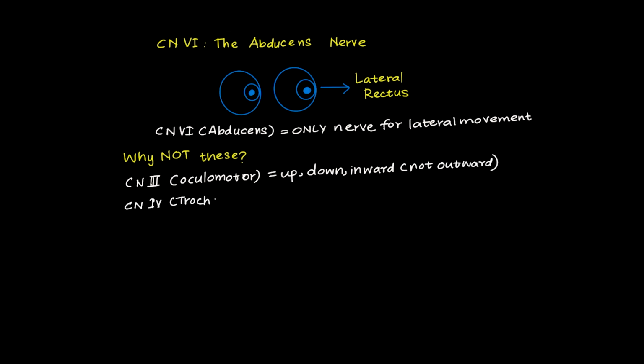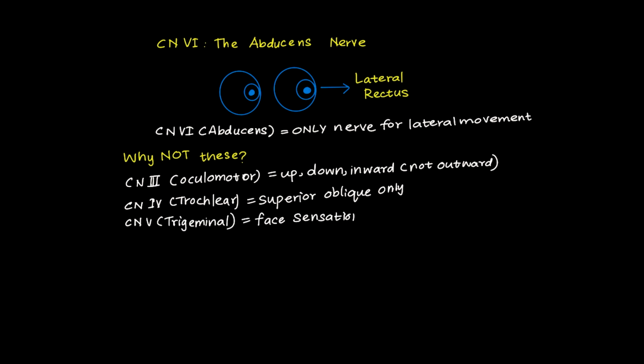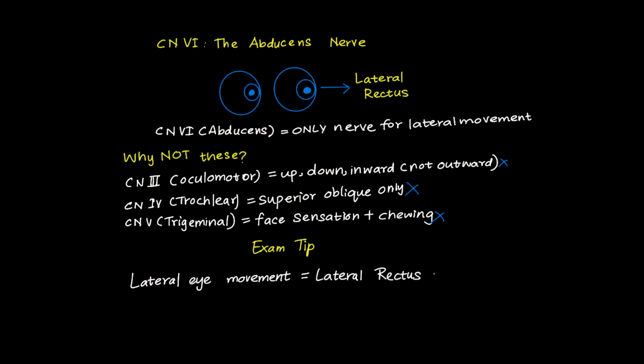CN4, the trochlear nerve, innervates only the superior oblique, which depresses and rotates the eye, not lateral movement. CN5, the trigeminal nerve, handles face sensation and chewing muscles. It has no motor function related to eye movement whatsoever. Here's a WGU D312 OA exam tip for you. Can't look laterally equals lateral rectus equals CN6 abducens. This is one of the most commonly tested cranial nerve facts. Quick hook: CN6 equals 6 equals lateral rectus equals looks to the side.